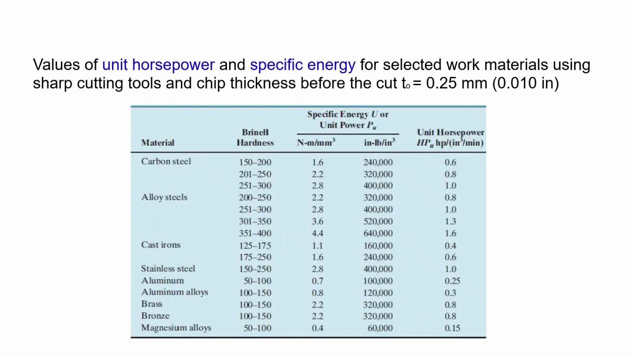So the values for the unit horsepower and the specific energy for the selected work materials, using a sharp cutting tool and a chip thickness before the cut of 0.25 millimeters, are given in the following table. So we have the work materials and the Brinell hardness for them, and the value for the U in case of the SI units or the IP units.